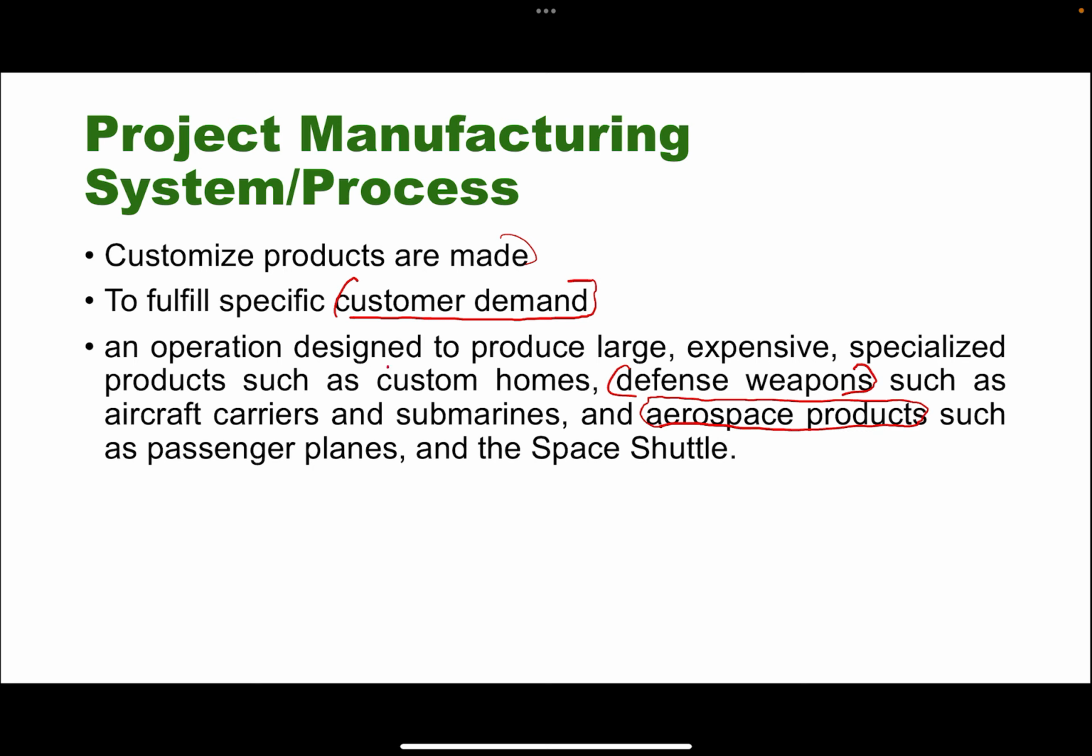It can be a custom home, so each home will be different. These are not bulk manufactured, these are built based upon the customer's need. These are highly customized. So this is all about the project manufacturing system or process.